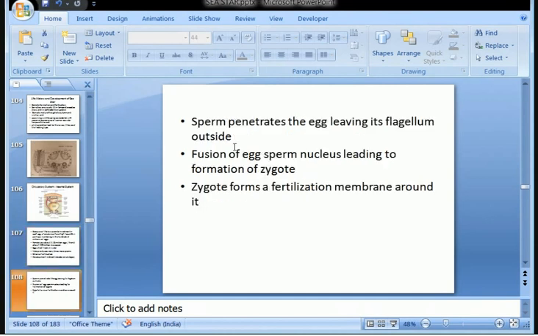We know how fertilization occurs: when a sperm meets an egg, it penetrates it, leaving its flagellum outside. Then fusion of both nuclei occurs, and that leads to the formation of the zygote. That leads to the restoration of the 2n number. Both gametes are haploid. The zygote forms a fertilization membrane around it to prevent polyspermy.